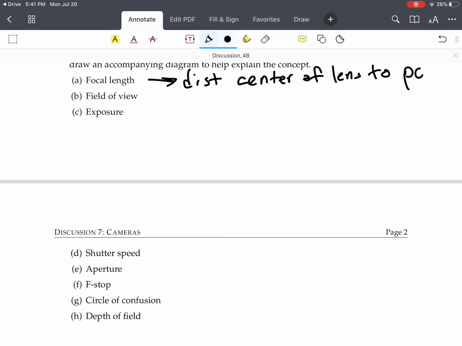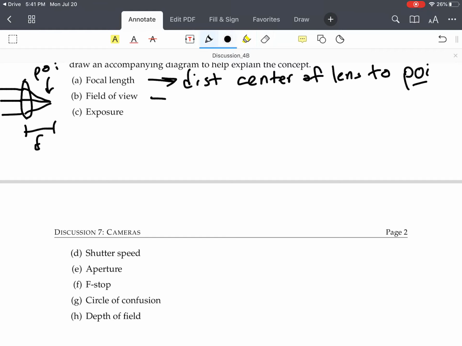I'll call it the POI, or point of intersection, right? That's where the infinite rays coming into this lens meet. It looks a little something like this. So if we have the lens, infinite rays coming in, and they're all going to go ahead and meet right there, and that is our POI. So that's the focal length. It's the distance from the center of the lens to that, right? That F is our focal length. Okay, so let's keep going.